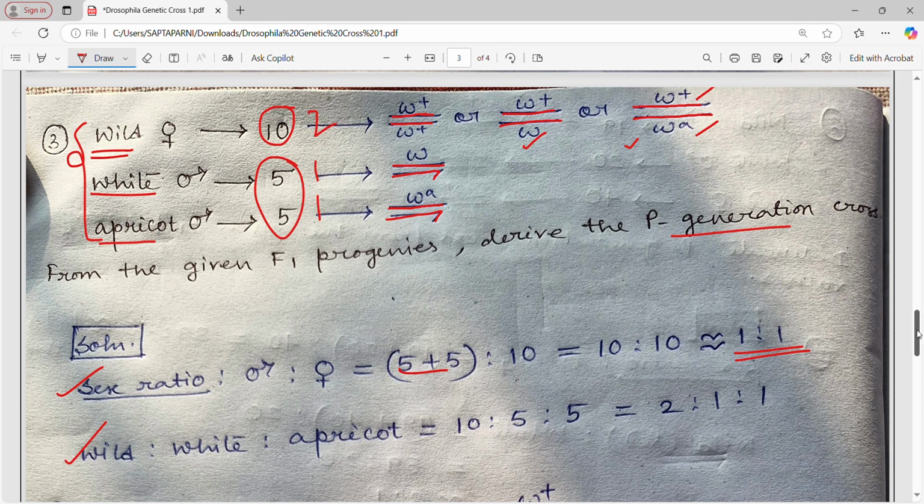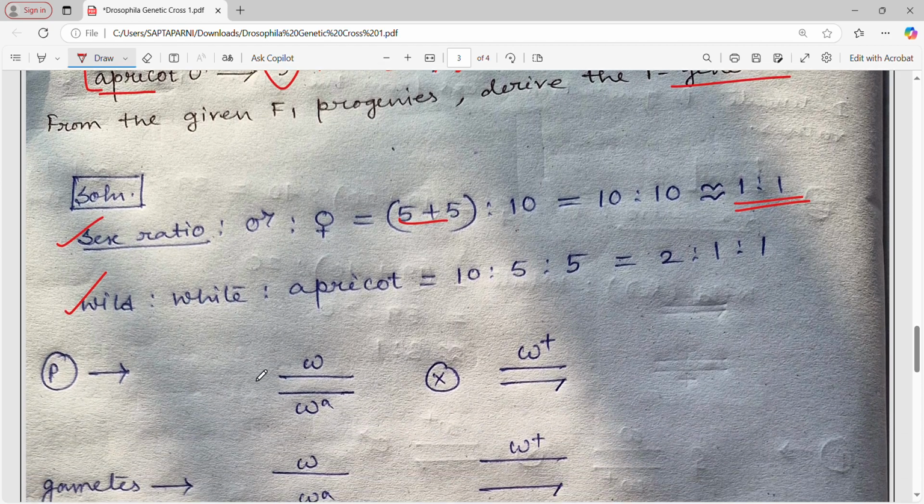So I have already told you that to derive the P generation cross, you have to look into the F1 generation's male progenies' genotype. See here in F1 you can see there is a white male. So this white allele is from its mother, and for the apricot male, this apricot allele is also derived from its mother. So obviously the mother's X chromosomes will have a W allele and a WA allele, or apricot allele. So see here, one X chromosome of the mother has the W allele and another X chromosome has the WA allele.